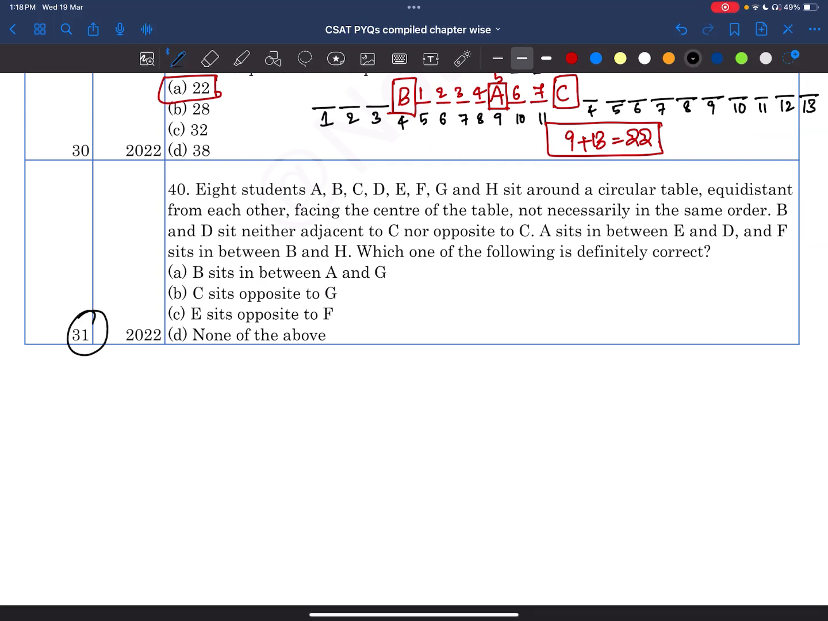A, B, C, D, E, F, G, H sit around a circular table equidistant from each other, facing the center of the table, not necessarily in the same order.